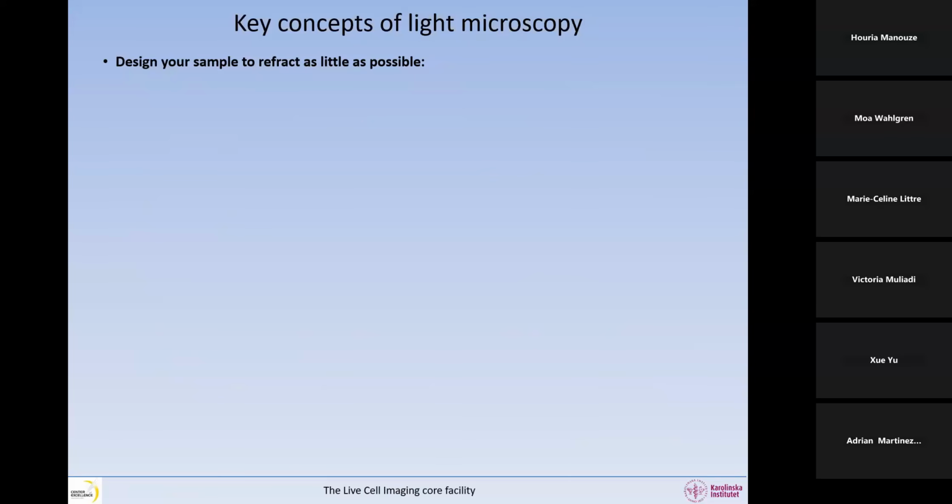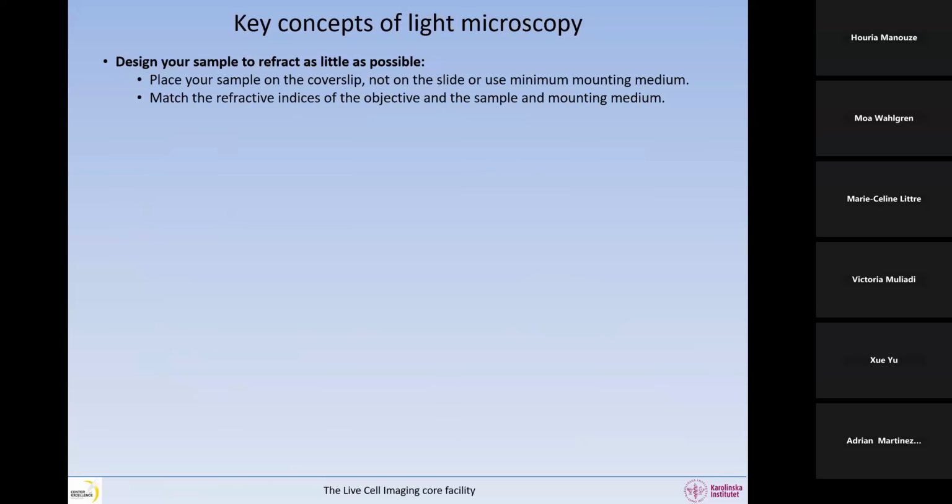What does that mean? Place your sample on the cover slip if you can, not on the slide. If you cannot put it on the slide, for example, because you are boiling your sample for antigen retrieval, then use a minimum amount of mounting medium, okay? And then match the refractive indices of the objective, the sample, and the mounting medium, all this, to prevent more refractions, prevent the sample from looking like a kaleidoscope. And again, we will talk about this later in the course.